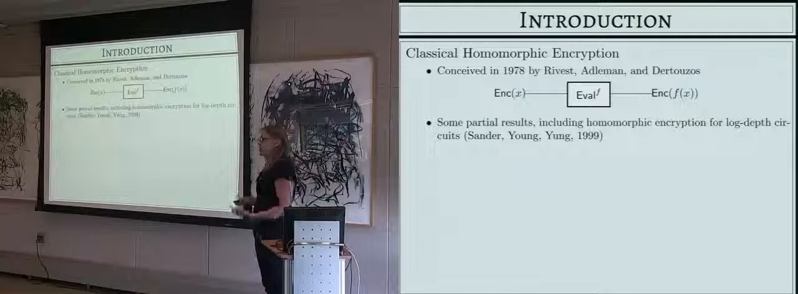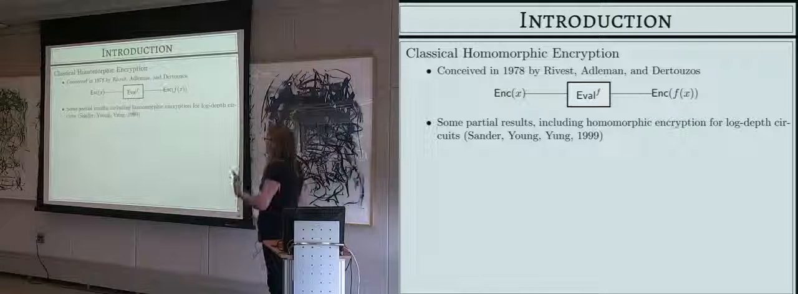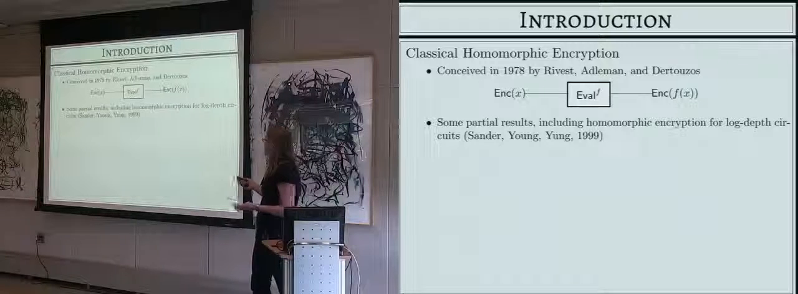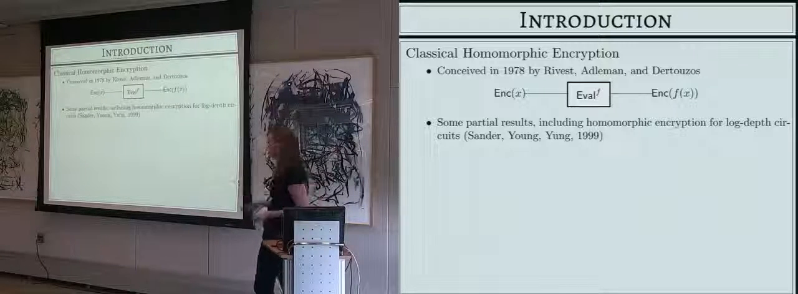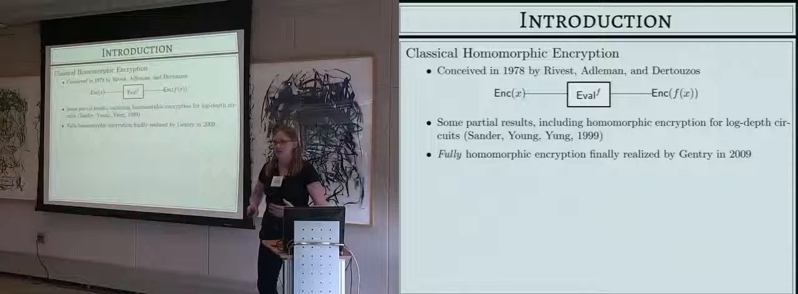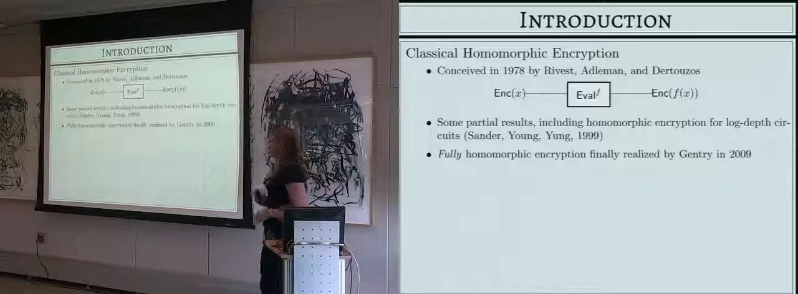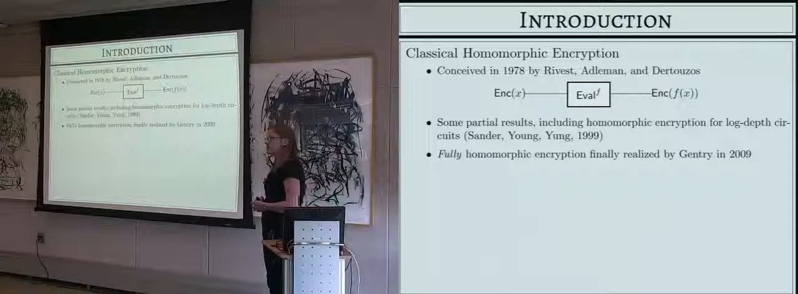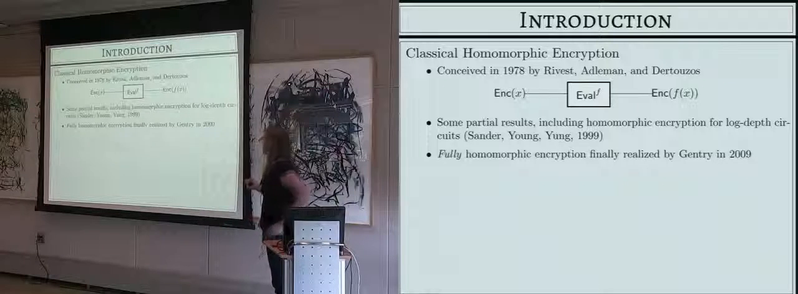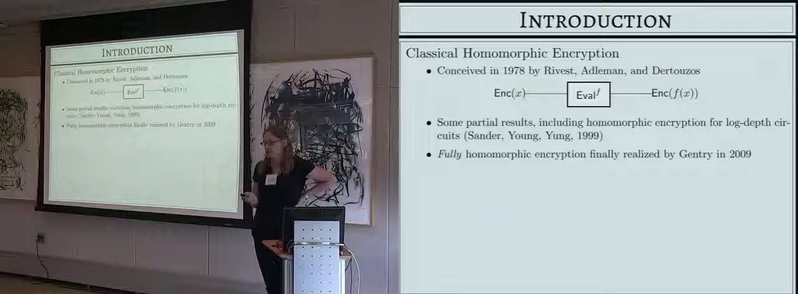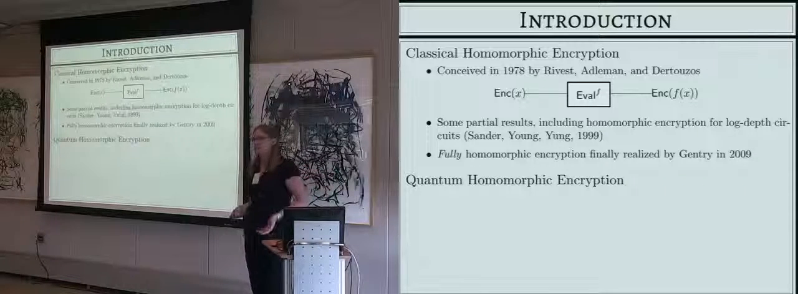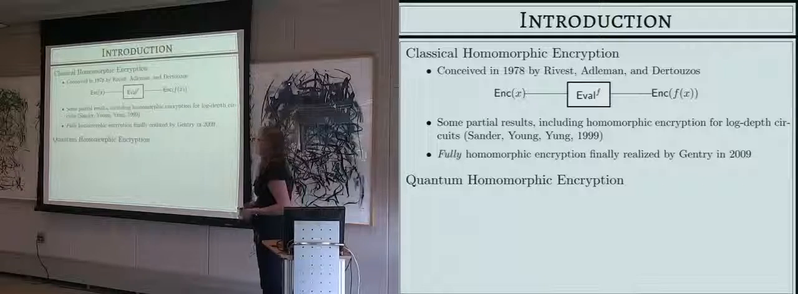Okay, so there were some partial results over the years, including some encryption procedures that were homomorphic for, say, log depth circuits or other limited classes of circuits. And then finally, more than 30 years after this was first proposed, the first classical fully homomorphic encryption scheme was proposed. And since then, there have been a number of improvements, but Gentry gave the first fully homomorphic encryption scheme in 2009.